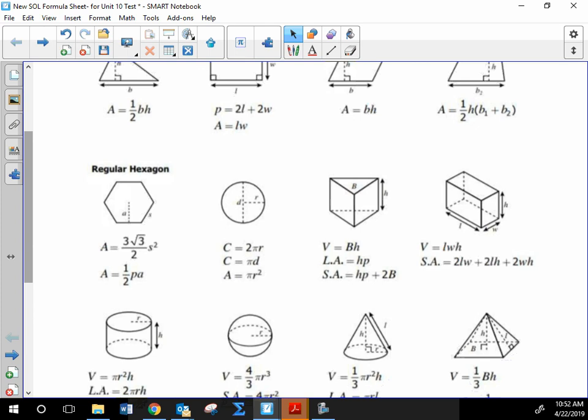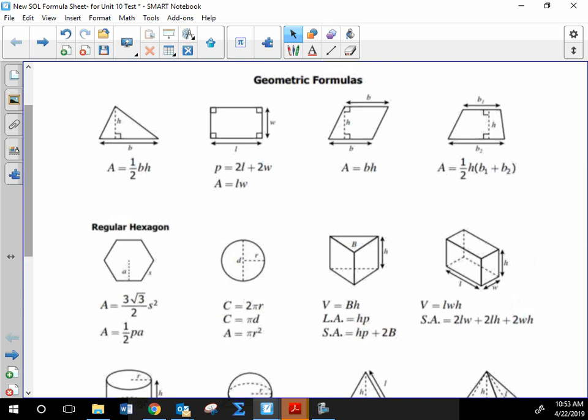So again, this is the first year they've used this, so my guess is that on the SOL they're going to do regular hexagon. They didn't used to have that, so probably just have it a lot. Yeah, that's my guess. So notice there are a couple of things that are a little different. We have just one general formula for our volume of any prism.